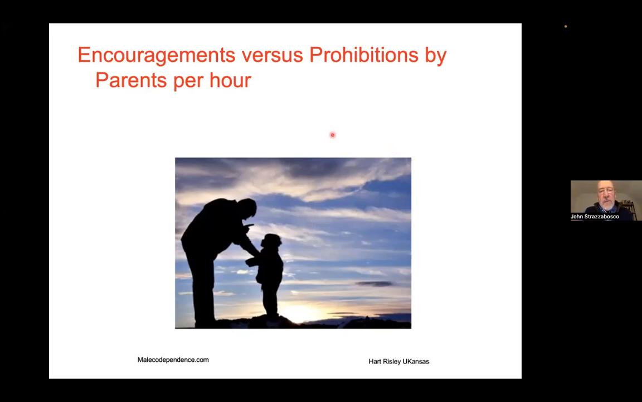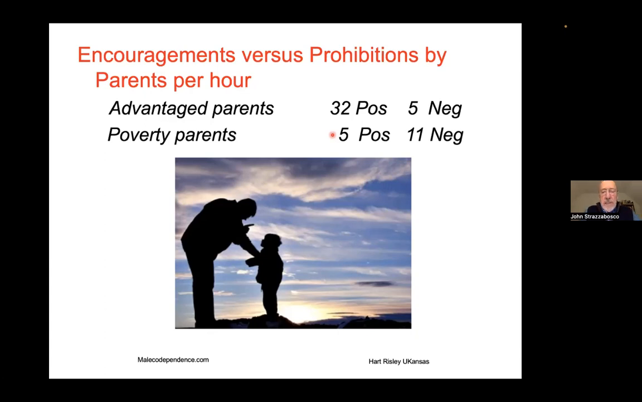All right. So what happens here is that advantage parents are giving their kids 32 positives and 5 negatives per hour. Parents of poverty are giving their kids 5 positives and 11 negatives per hour. Now again, why would something like this be true?